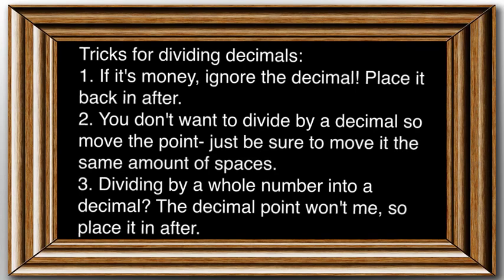So here are your tricks for dividing decimals. If it's money, just kind of ignore it. Place it on the top or place it back in after. Just like we showed you, if you just put it on the top of the line, it makes it easier. You don't want to divide by a decimal, so move the decimal point. Just be sure to move it the same amount of spaces on both numbers so that it's equal. And last but not least, if you're dividing a whole number into a decimal, just like we just saw, the decimal point won't bother you, so just place it in on top of the line just like we just did. If you follow all these steps, then dividing with decimals should be super easy.